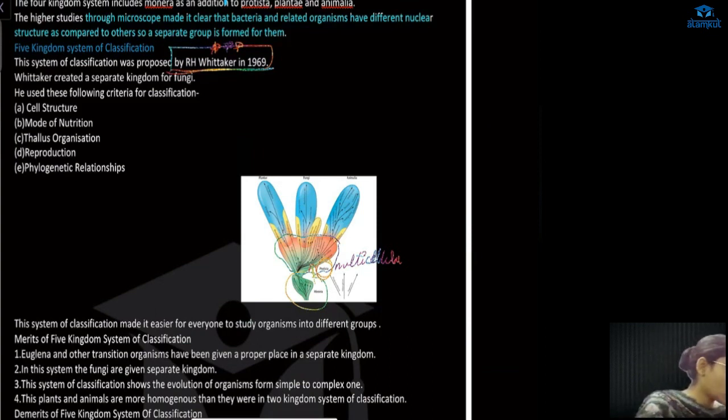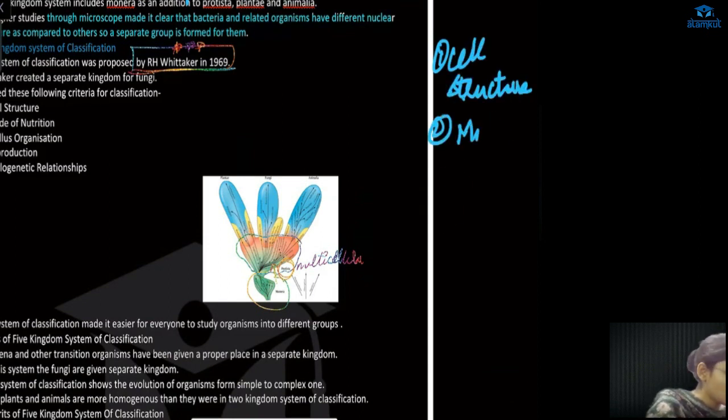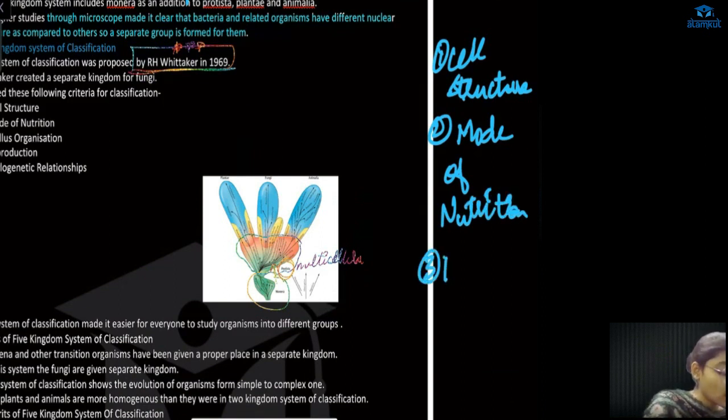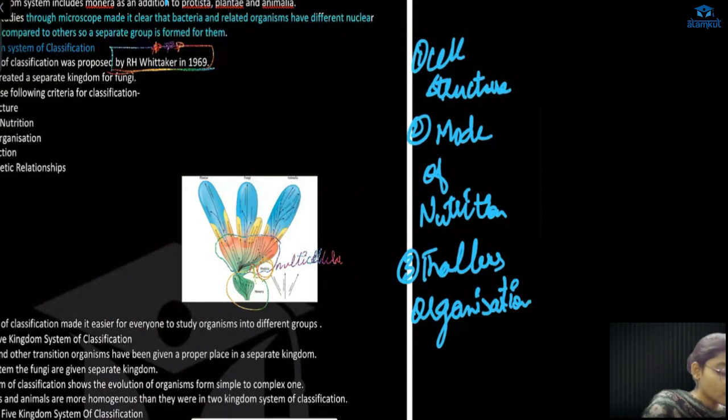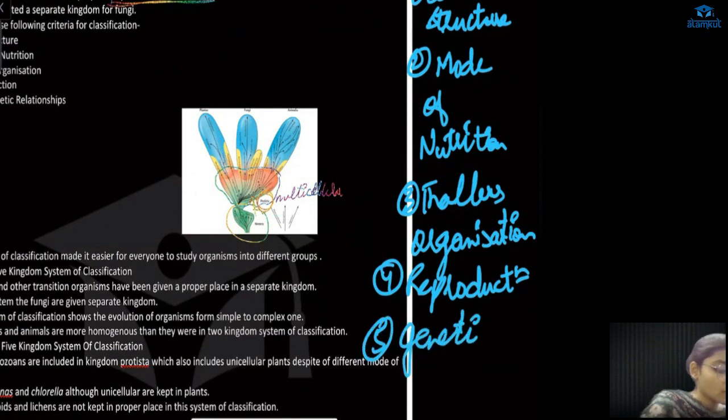And what were these five criteria? The first one was the cell structure. The second one is the mode of nutrition. The third one he used was thallus organization. The fourth one is reproduction, and the fifth one is genetic relationship.